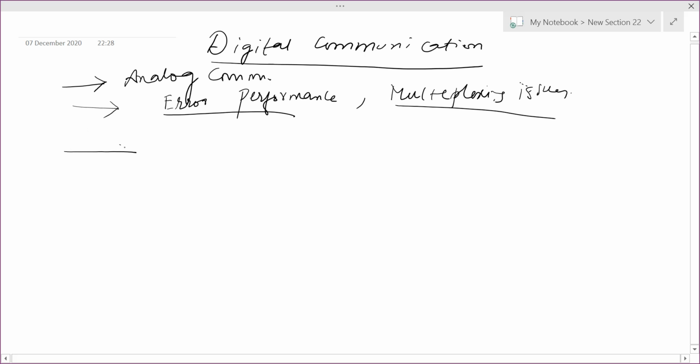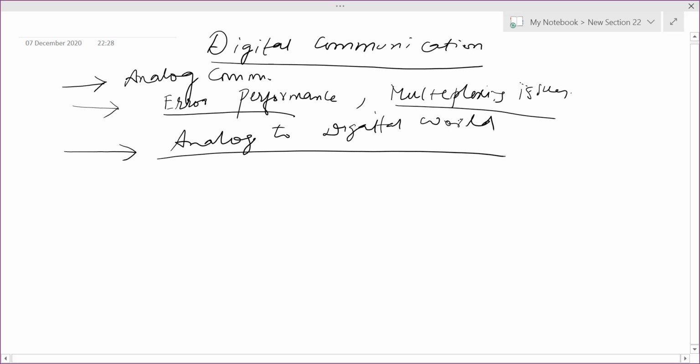Now, what is the bridge from going analog to the digital world? What is the doorway? You are expected to have studied it, but I will revise it briefly. It's called the sampling theorem. Sampling and then quantization.